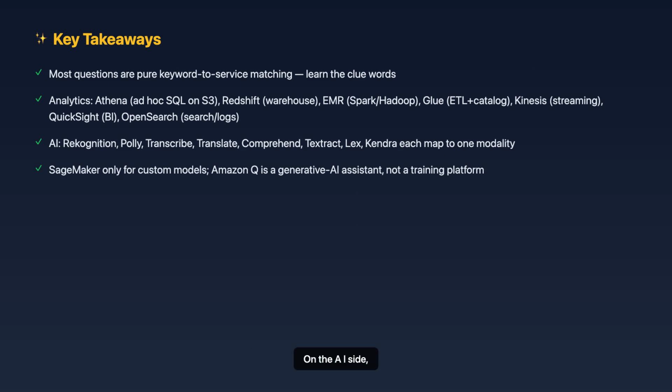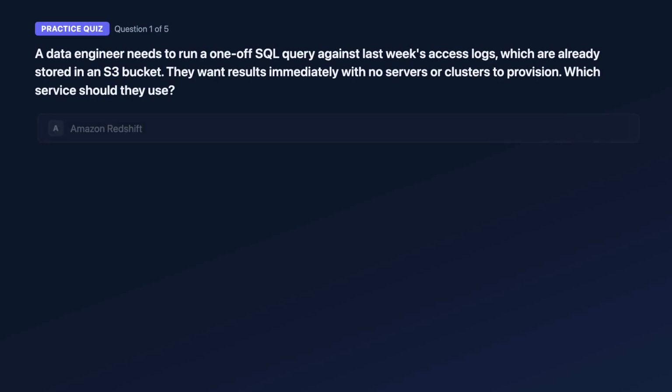On the AI side, Rekognition, Polly, Transcribe, Translate, Comprehend, Textract, Lex and Kendra each map to one modality, and SageMaker is only for custom models, while Amazon Q is a generative AI assistant, not a training platform. Now let's see how well that stuck with a quick 5-question quiz. Let's test what you've learned.